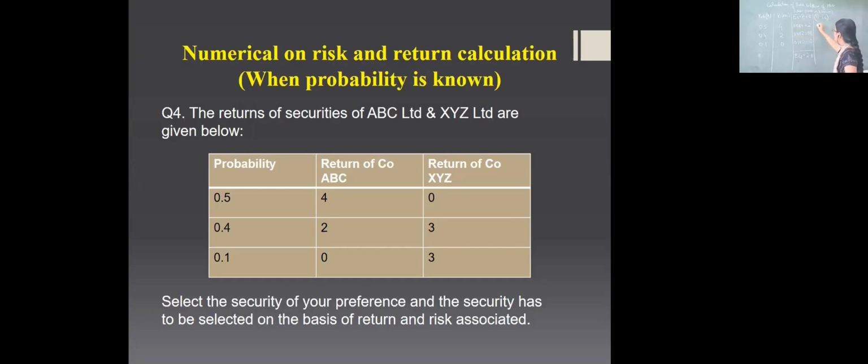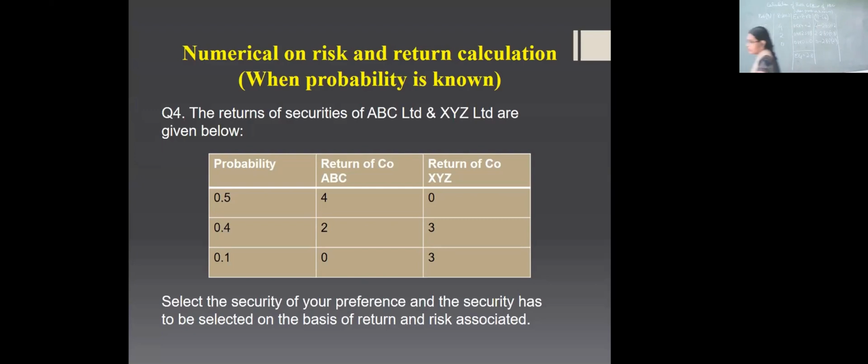What is RI? RI is 4. And how much is your total ER? It is 2.8. So 4 minus 2.8 is how much? 1.2. Second one, 2 minus 2.8, it is minus 0.8. Next one, 0 minus 2.8, it is minus 2.8. Am I right?